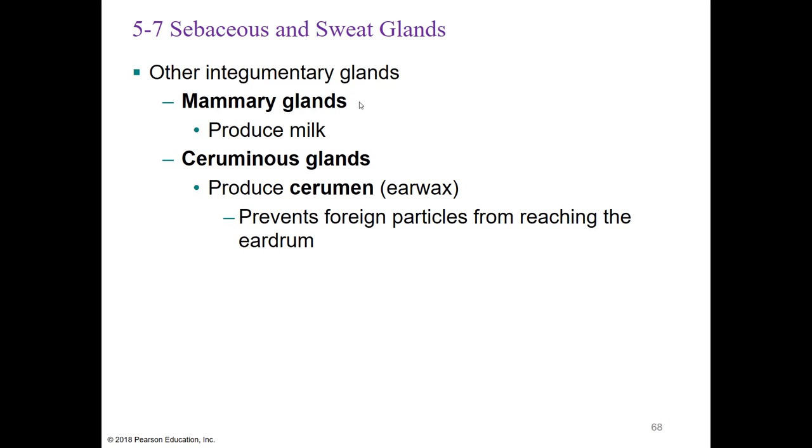So some other integumentary glands include mammary glands, which produce milk, and ceruminous glands, which produce earwax. Earwax will prevent foreign particles from reaching the eardrum. So earwax is a good thing, coating the ear canal to keep foreign particles from reaching the eardrum.